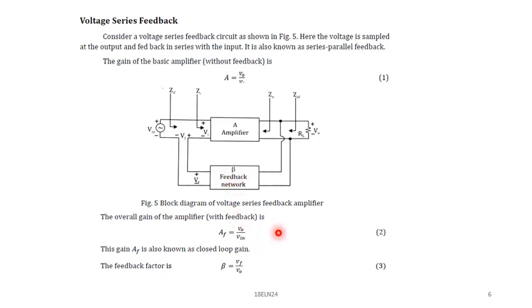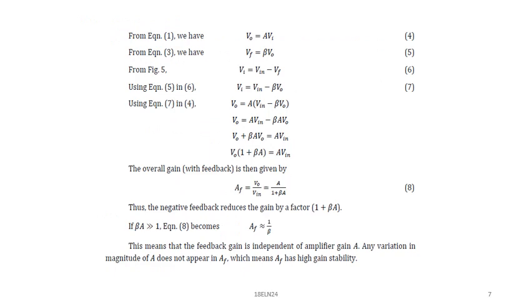So I have 3 equations now. One is A, A is equal to V0 by Vi, that is the gain of the amplifier without feedback. The second one is AF, that is the gain of the amplifier with feedback. Then the third equation is the feedback factor, given by Vf by V0. So from equation 1, we can write V0 is equal to A into Vi. I'll name this equation 4. Then from equation 3, you can write Vf is equal to beta into V0.